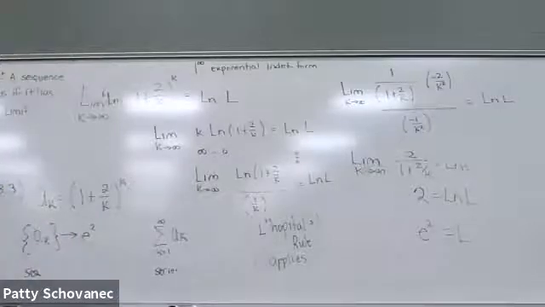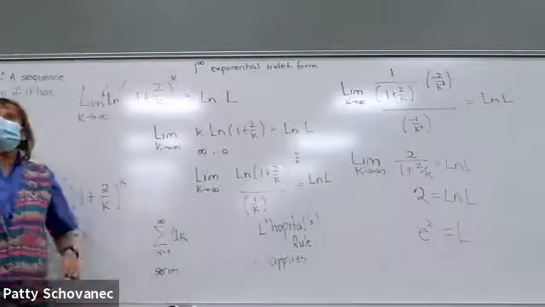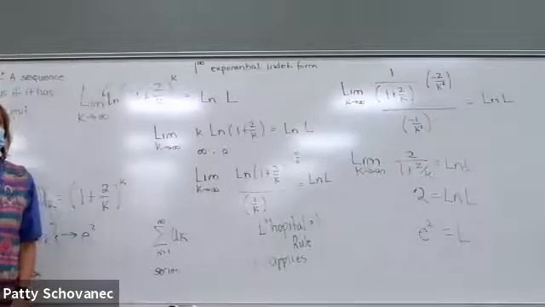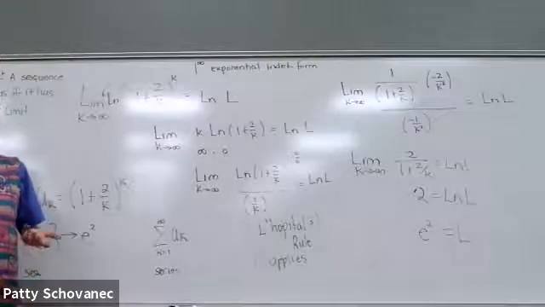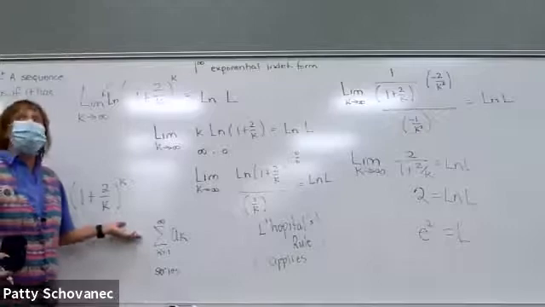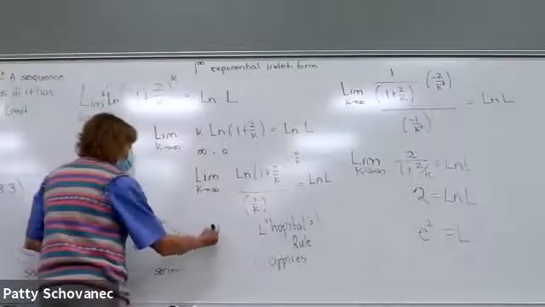Well, that's telling me something. I have a series where the general term goes to e squared. So what happens to the series? It diverges because the limit of the kth term is not 0. The series diverges by the test for divergence. It's going to get infinitely large.